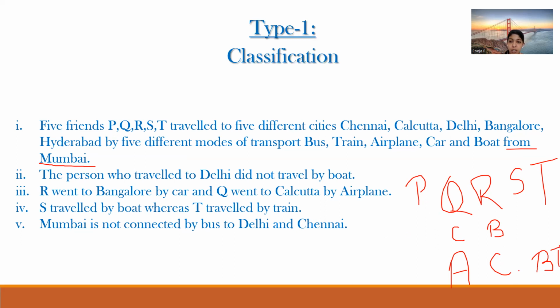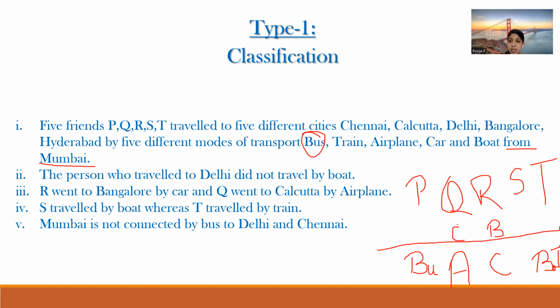So we have been given four modes of transport out of five, that is bus, train, airplane, car, and boat. So, BO for boat. Okay, so S traveled by boat. So, which is the only thing that is remaining for P? Bus. So, P traveled by bus. Okay, so the mode of transport is solved.